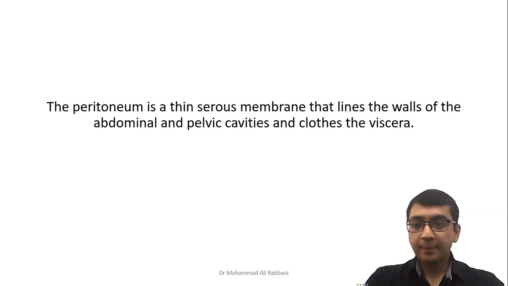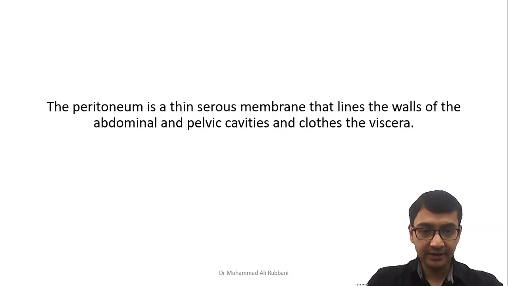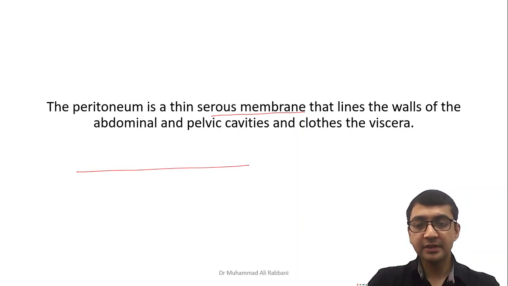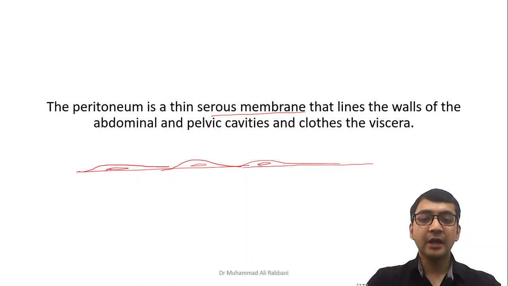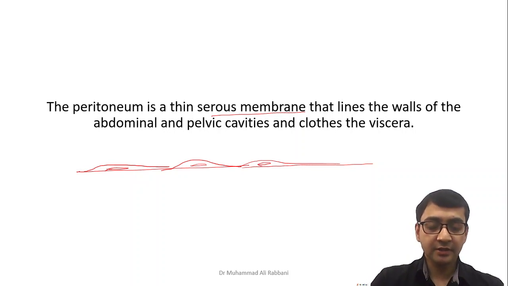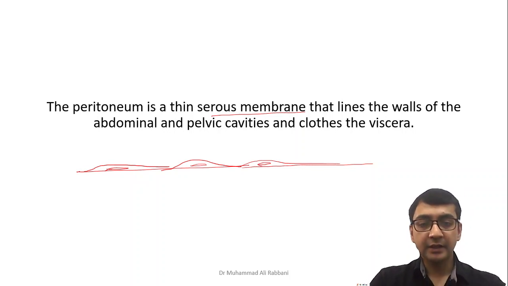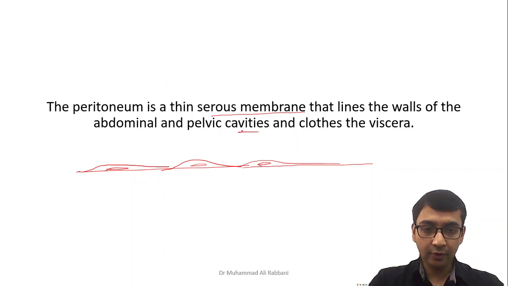What is peritoneum? Peritoneum is a thin serous membrane that lines the walls of the abdominal and pelvic cavities, and it includes the viscera also. The word serous membrane means that it is a simple serous membrane. It is a simple squamous epithelial lining that has a basement membrane, and on top of it there are flat epithelial cells. So it is just like the simple squamous epithelial cells that you have studied in general histology. So a serous membrane is nothing but a continuous simple squamous epithelial lining that covers the cavity walls and the viscera themselves.